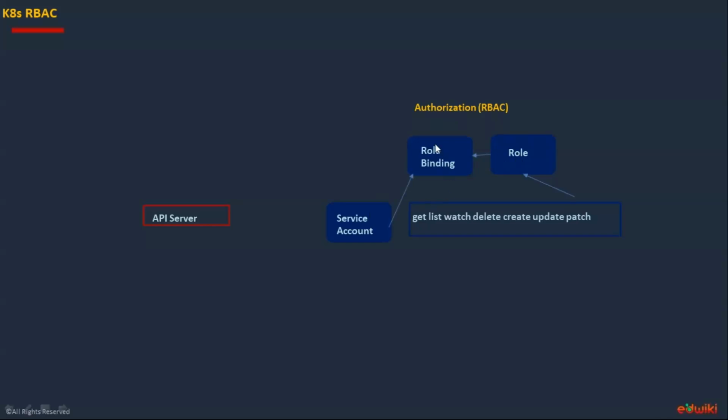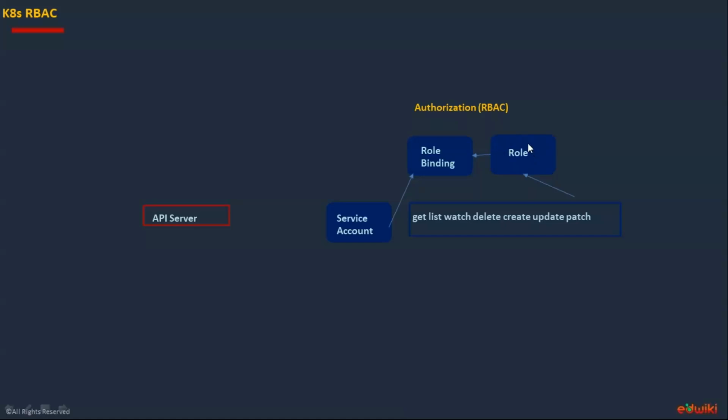That's it. The role binding's purpose is just to map which role should be used by which service account. That mapping will be done by a role binding. Sometimes one single Kubernetes role can be used by multiple service accounts as well.